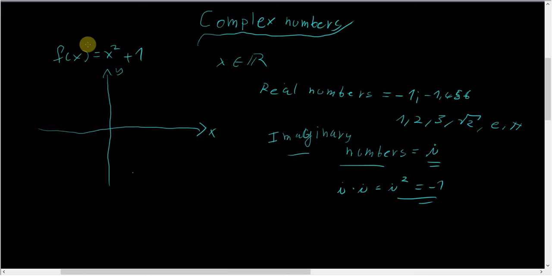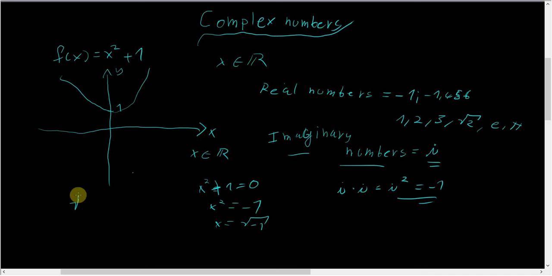So if I graph my function f of x equals x squared plus 1, and if I set x squared plus 1 equal to 0, when will my function cross the x-axis? Well, if x belongs to the real numbers, never. Because x squared equals -1. This is a basic algebraic manipulation. x equals the square root of -1.